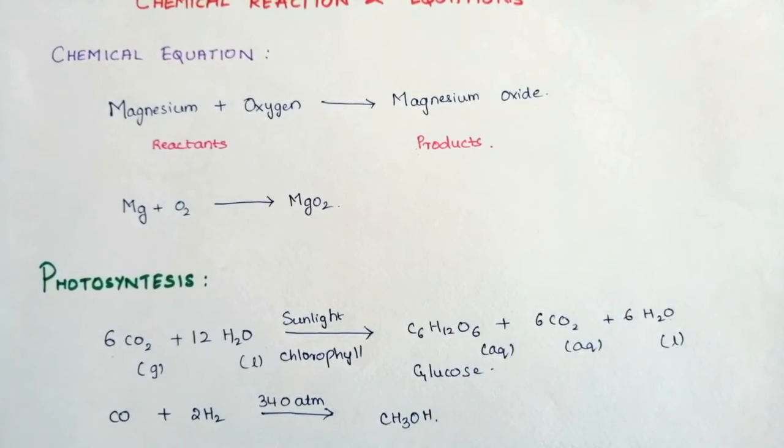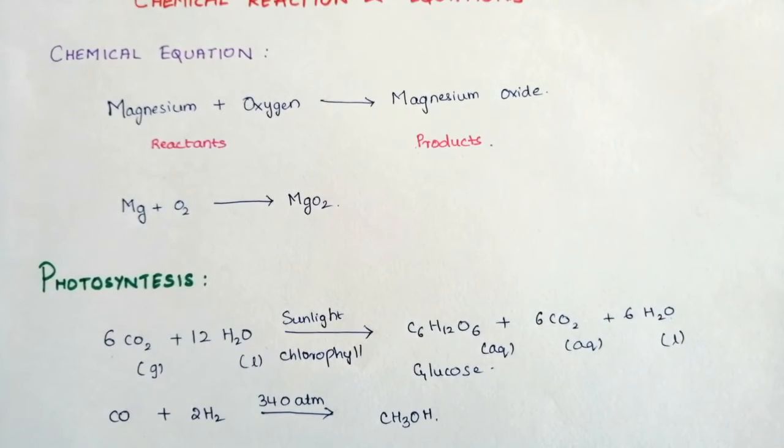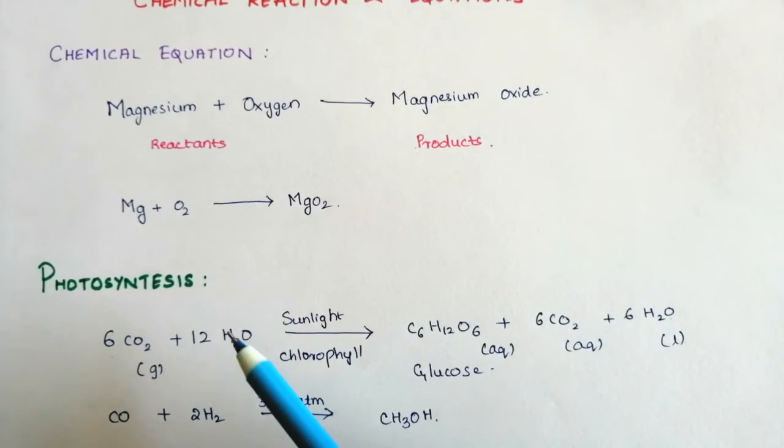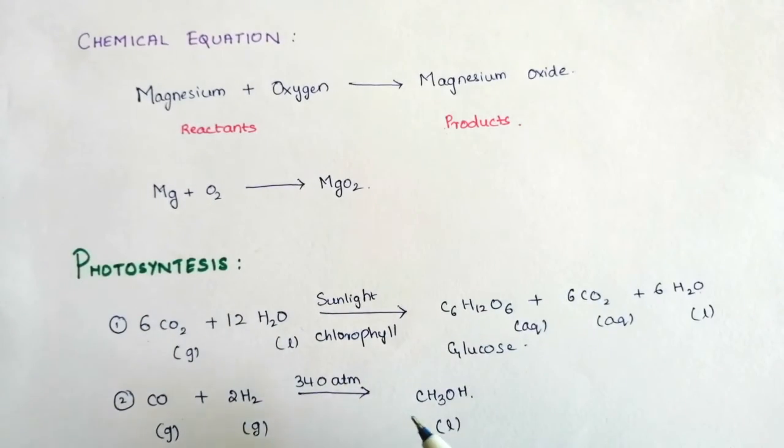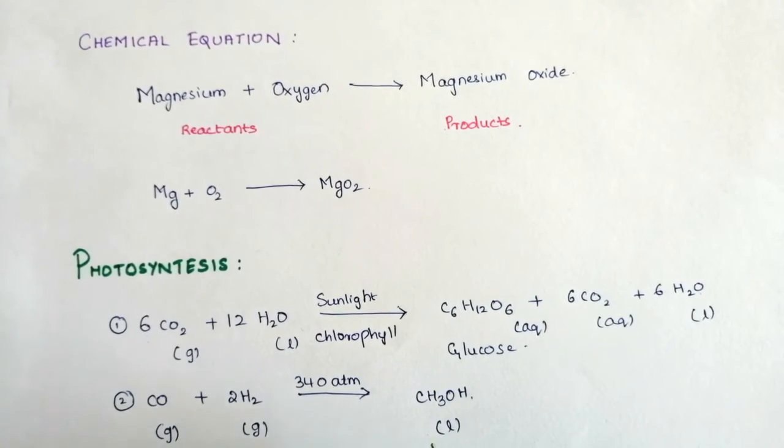If you want to denote the physical states, like if it is a gas, a liquid, or in aqueous condition, you have to write them in brackets beside the molecule. Here carbon dioxide is in gaseous phase, water is in liquid phase. Like this you denote the physical states in a chemical equation. Similarly, here carbon monoxide is gas, hydrogen is also gas, and the product formed here is methanol, which is in liquid state. That is, the physical state is changing here.